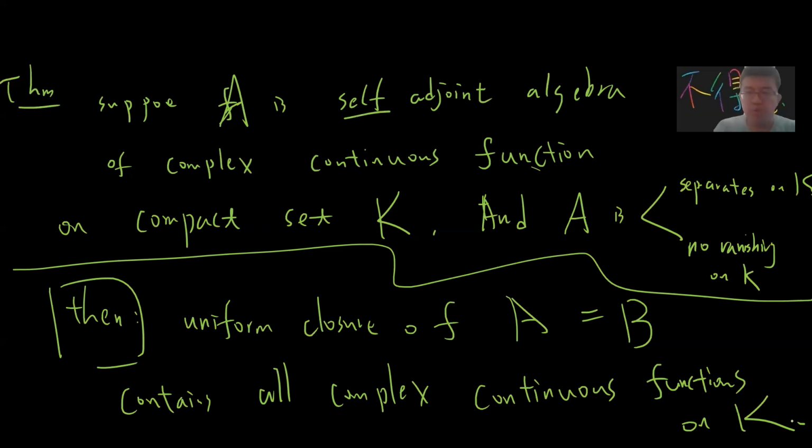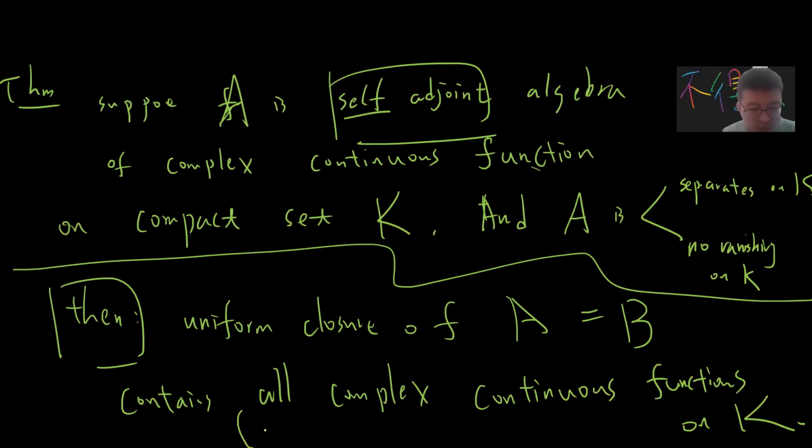Okay, so this is the generalization of Stone-Weierstrass in the real version. The complex version, the only difference is that I added something called self-adjoint. Okay, so quick proof. By the way, there's also another way of saying this, that A is dense in C(K). Yeah, so the key idea, let's just quickly prove it.